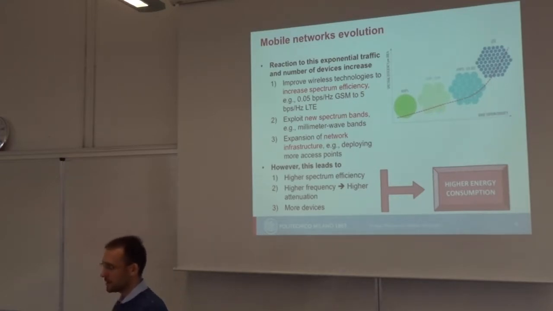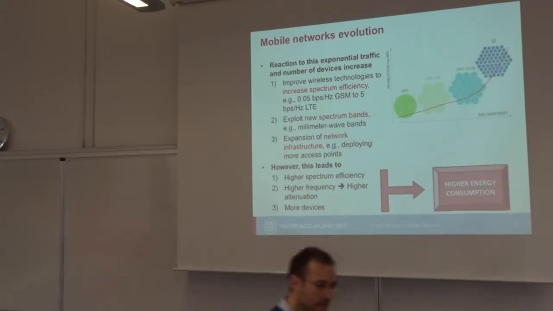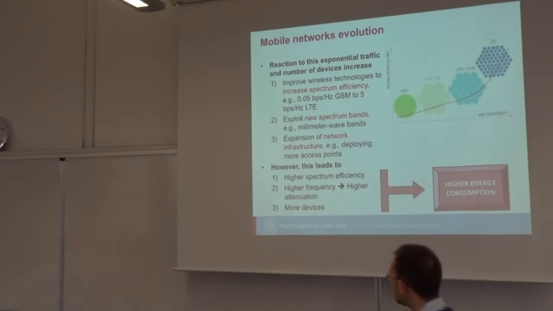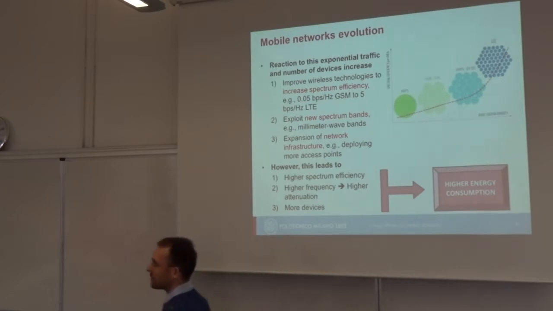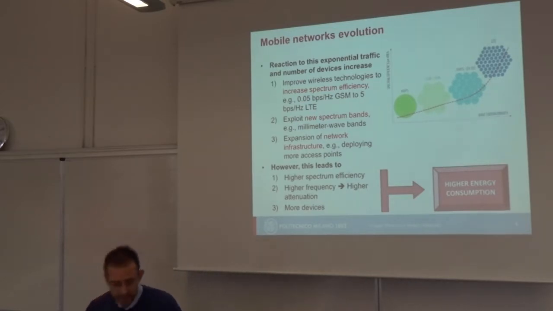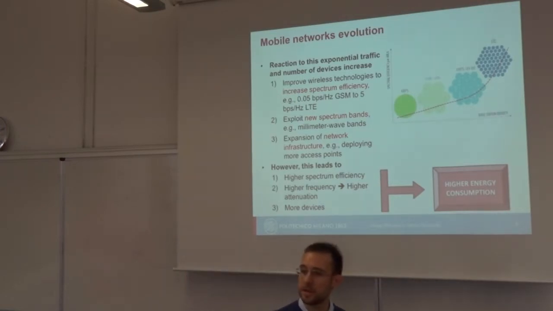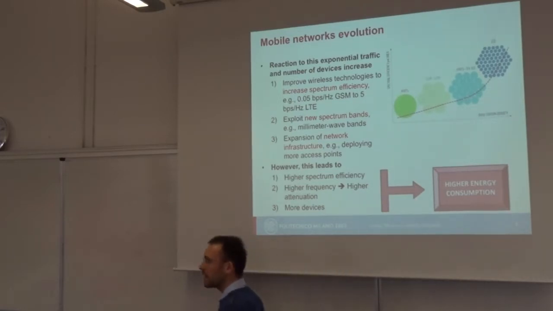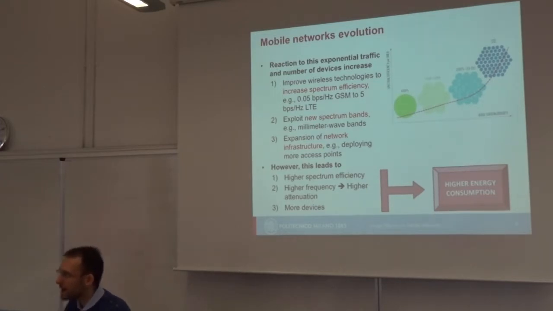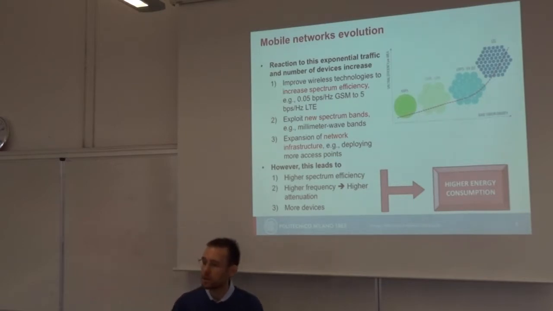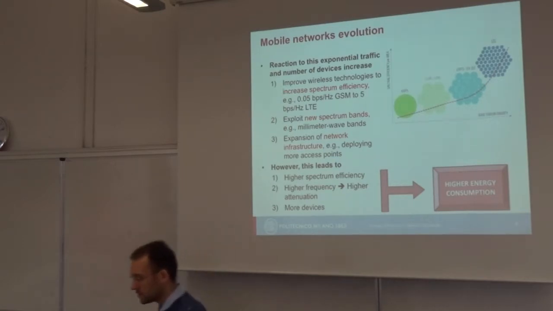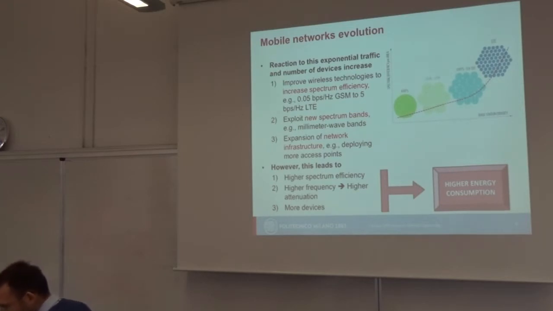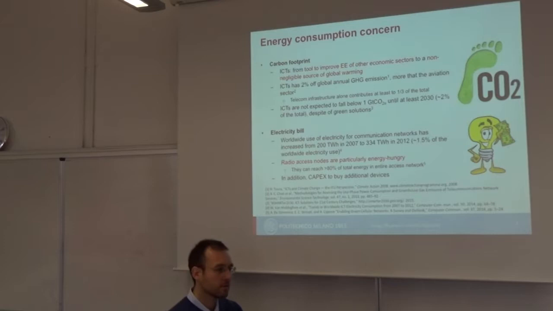Okay, however, there is a problem. All these three types of solutions mean high energy consumption, because high spectrum efficiencies, as we'll see in the next couple of slides, mean higher power consumption. Higher frequencies mean higher attenuation, so higher transmitted power, so less energy efficiency, so higher energy consumption. And of course, installing more base stations means we have to supply energy to all these stations, so we have to spend more on energy. So in the future, if we don't do anything, we will have much higher energy consumption.